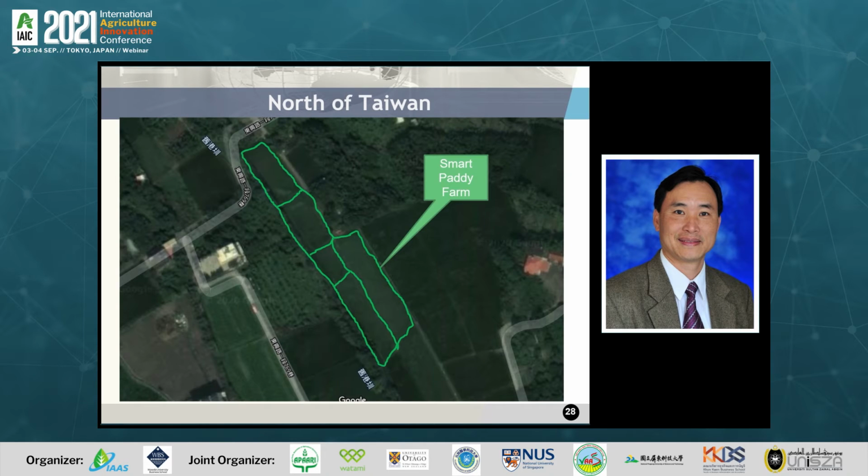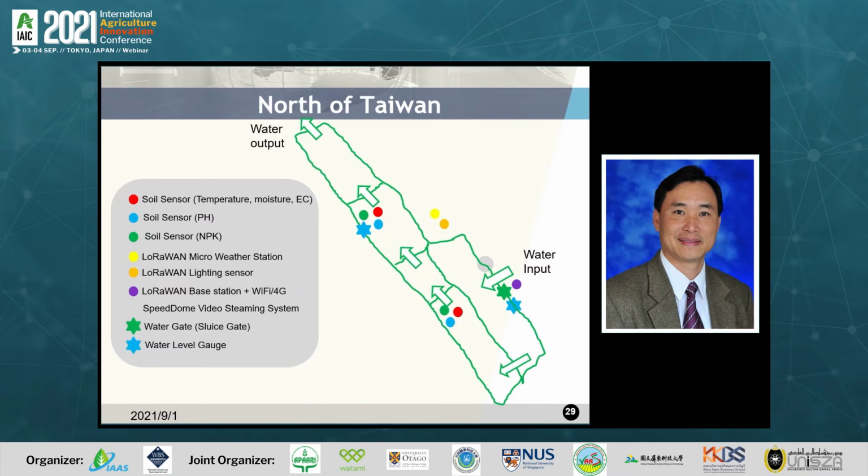Yeah, you can see the smart paddy farm, including the 5 fields. And we install the automatic water control, some soil sensors, and also weather stations, and the speed dome for the video streaming systems.